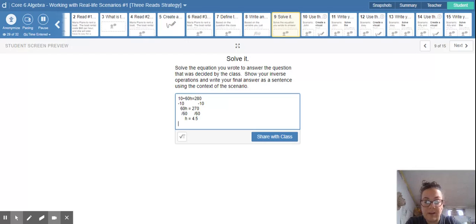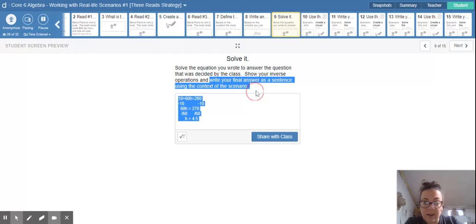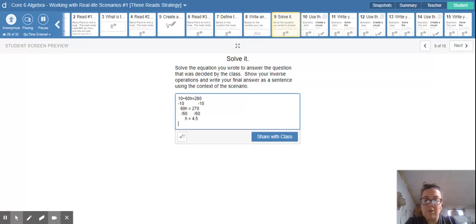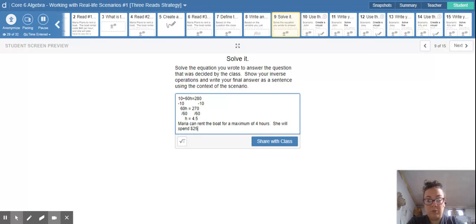So I can say in a sentence here, because it says, write your final answer in a sentence in the context of the scenario. So I'm going to say, Maria can rent the boat for a maximum of 4 hours. And we could add that other part in there. She will spend $250 and have $30 left over. Now, she might decide she wants to rent it for less than 4 hours, or 3 hours, or 2 hours, 1 hour. But this is the most she's able to based on the amount of money that she has.